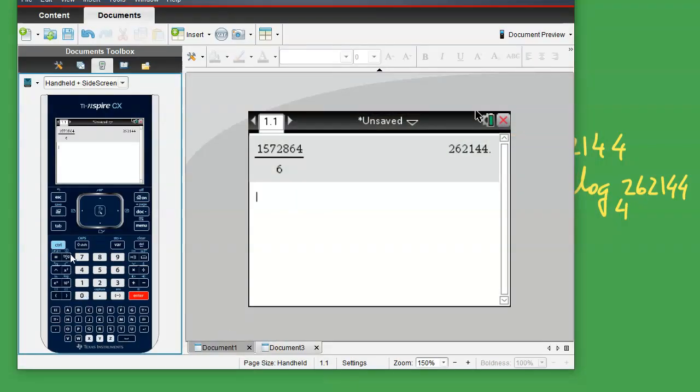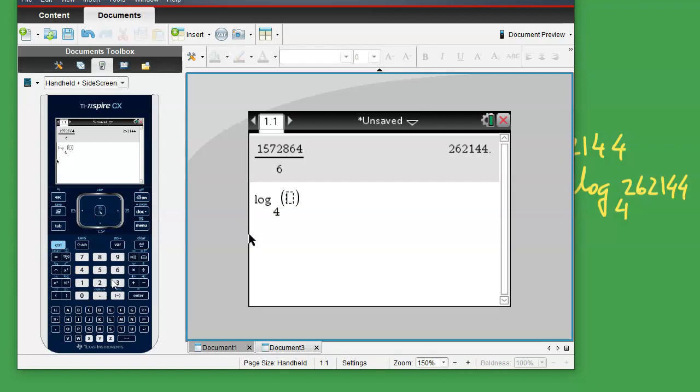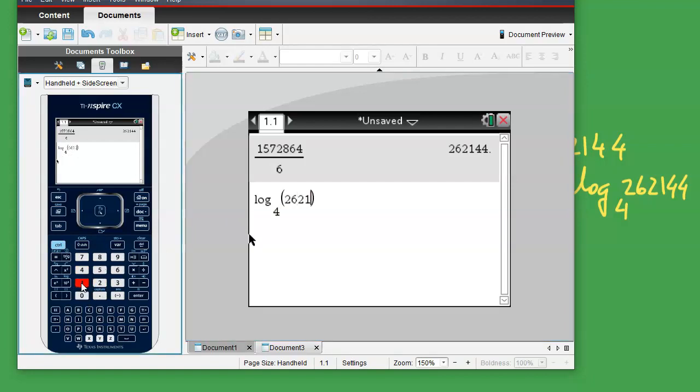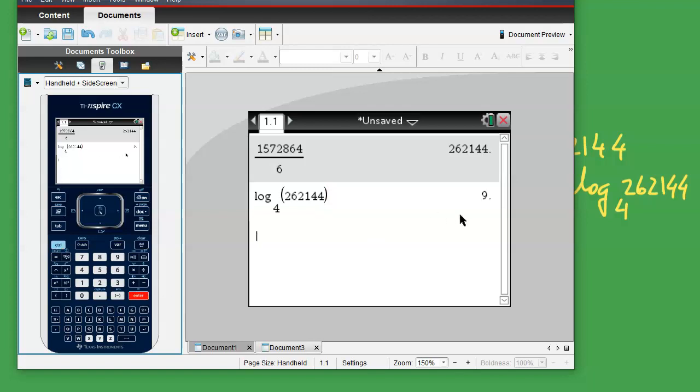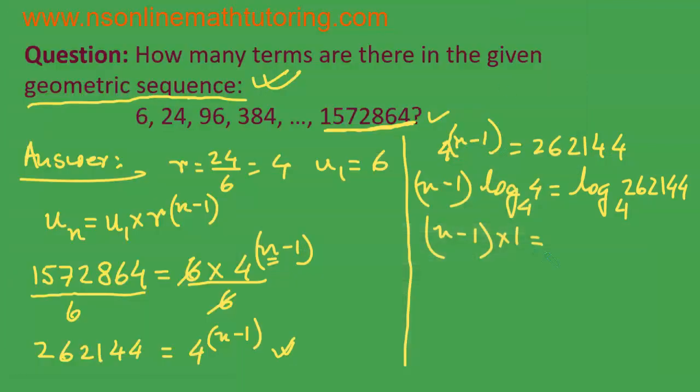So we have to take the log. It is 4. And this one is 262144. Yes. So we have to get the value. It is 9. So this is equal to 9, and n minus 1 times 1 is obviously equal to n minus 1. Therefore, n value is equal to 9 plus 1, which is equal to 10. Okay. So our answer is 10 terms.